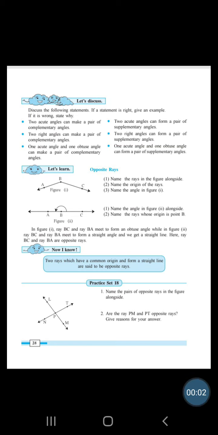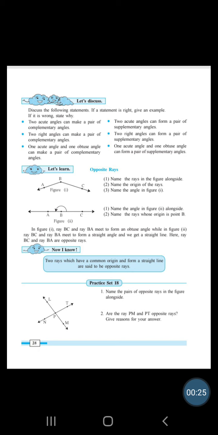Students, today we have covered 3 points, out of which our first point was opposite rays. What have we studied in opposite rays? You can see there are 2 figures. Both the figures are labeled with angles ABC. But there is a slight difference between figure 1 and figure 2.